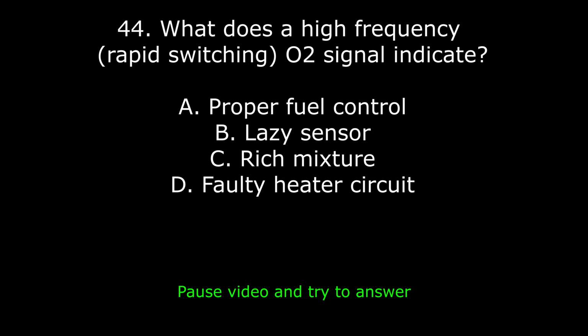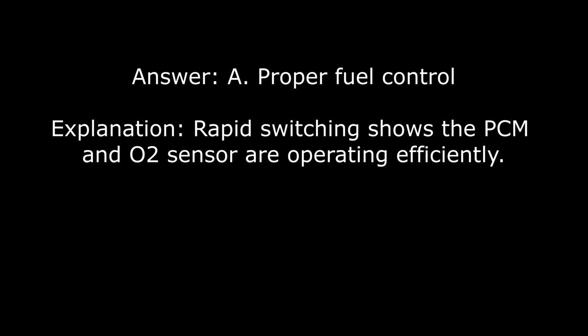44. What does a high-frequency, rapid switching O2 signal indicate? A. Proper fuel control, B. Lazy sensor, C. Rich mixture, D. Faulty heater circuit. Answer: A. Proper fuel control. Explanation: rapid switching shows the PCM and O2 sensor are operating efficiently.